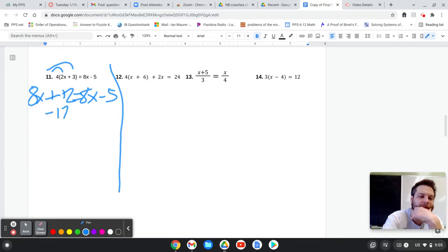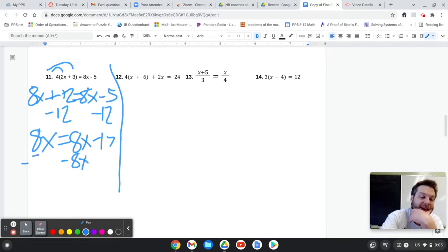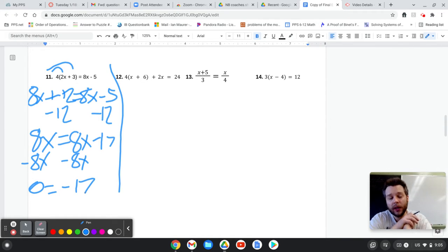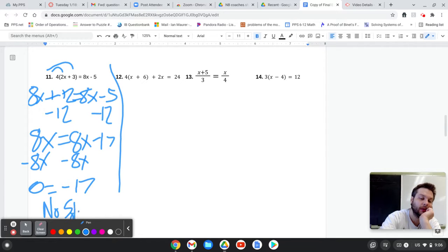I'm going to get my numbers to be on the left side, or on the right side, I guess. So I minus 12 because that's the opposite of plus. And then I'm going to get my letters on the left side. So I minus 8x because that's the opposite of a positive 8x. And I get 0 equals negative 17. At this point, there is no solution. There's no way that 0 can equal negative 17. So just write the words, no solution.